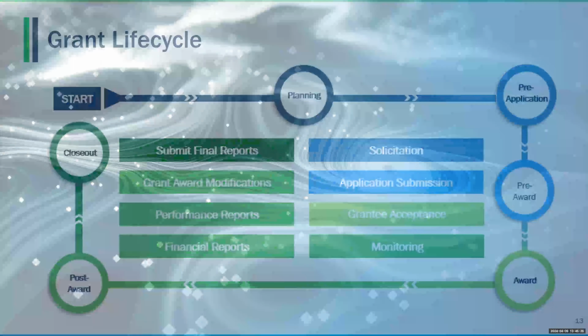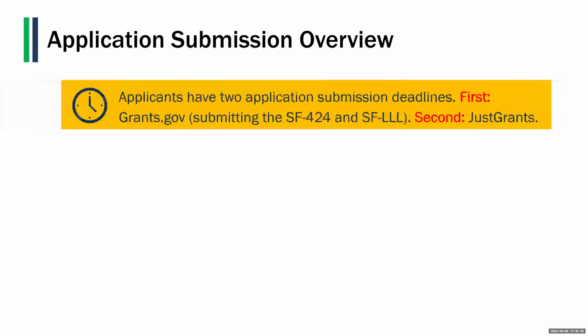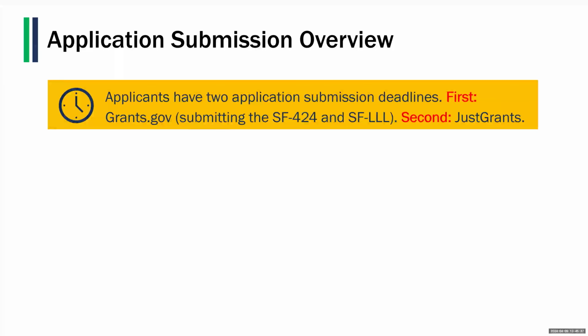So let's jump into the submission process, right? Application submission overview. Submitting an application is a two-step process. It starts in grants.gov and it ends with submission of the application in Just Grants. The most important thing to remember is that each system has its own deadline. The grants.gov deadline comes first, and typically 2 weeks after is the Just Grants deadline. So you want to make sure that you're meeting these deadlines.